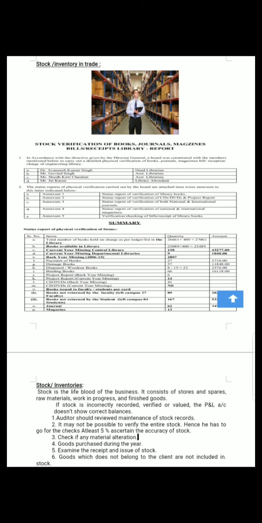The last one: goods which do not belong to the client are not included in the stock. The auditor should examine whether goods which do not belong to the client, or belong to an agent or customer, are not included in the stock. In case goods have been purchased and kept in the warehouse but are not ready for sale, and are for manufacturing purposes at the time, they should not be included in the stock. So this is all the verification of the stock which is done by the auditor.